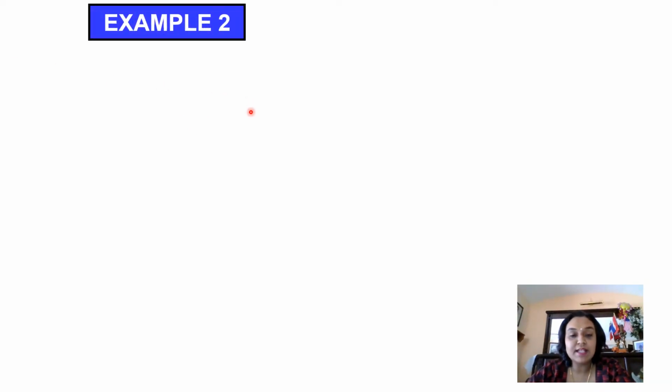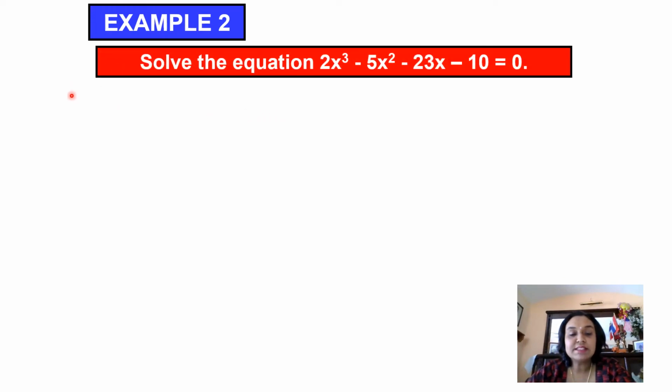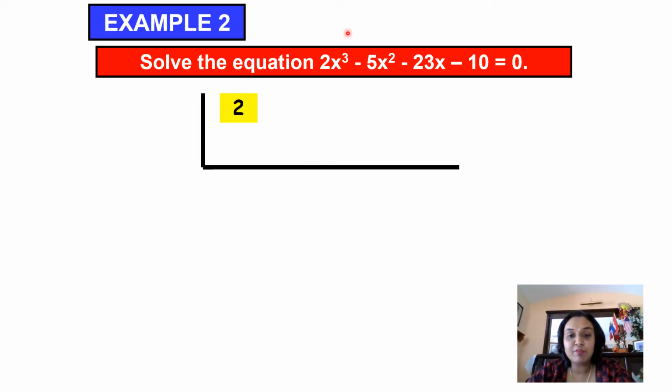Let's look at the next example. In the next example, you're also required to solve a polynomial equation. As usual, we use the loom diagram. Please be reminded before you start, arrange the polynomial in the manner of decreasing unknown power. So 2, negative 5, negative 3 and negative 10.